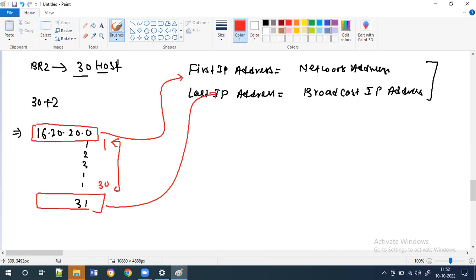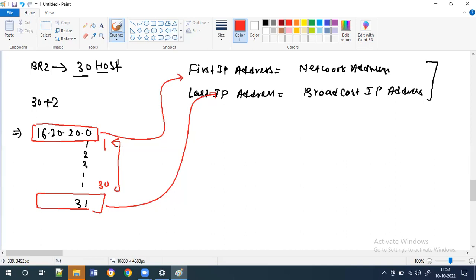These are the valid IP addresses that you can assign to your edge devices: printer, laptop, desktop, scanner, server. So these are the valid IP addresses, and how many do we have? Sorry, 30, starting from 1 to 30. The first IP address is the network address, the last IP is the broadcast IP address, and this is universally true for each subnet. It's not only for this subnet.